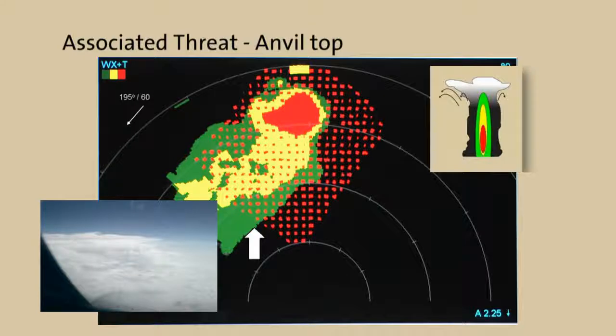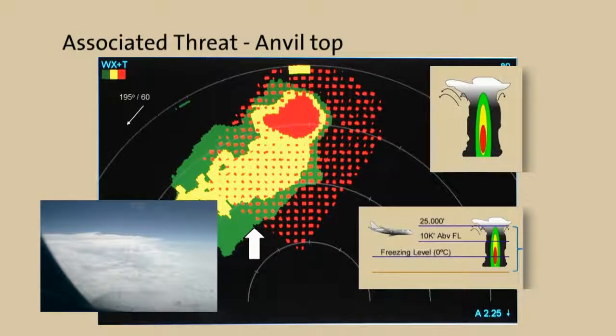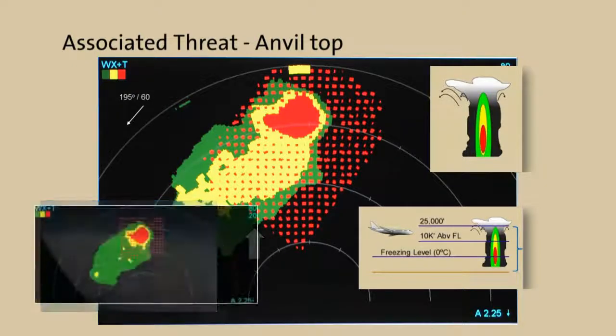This is another reminder that, whenever possible, it is best to transit thunderstorms to the upwind side. The downwind threat region is activated when the aircraft climbs above 25,000 feet.